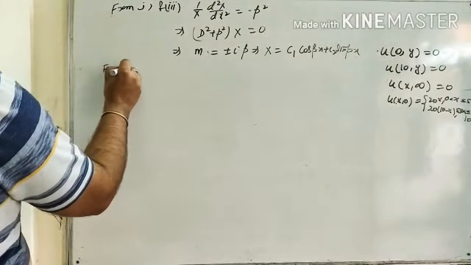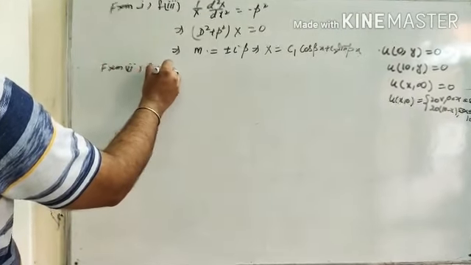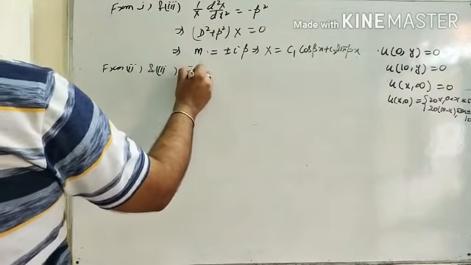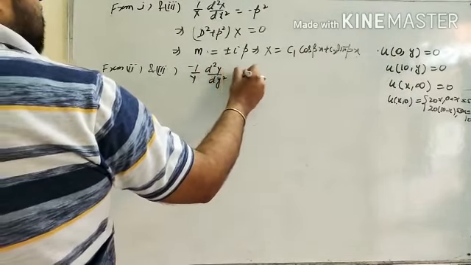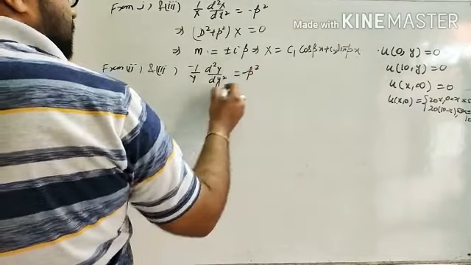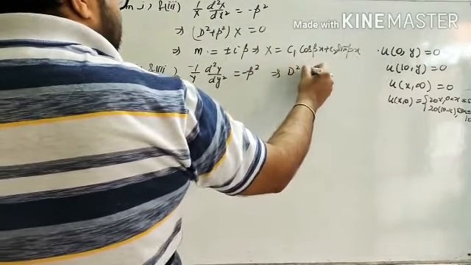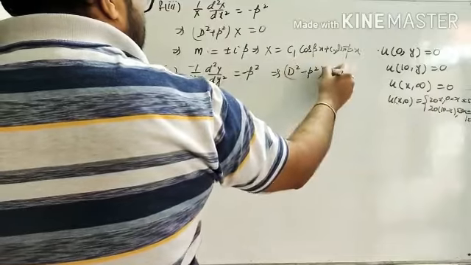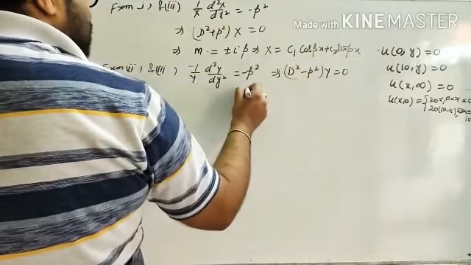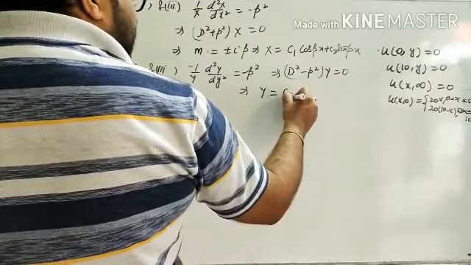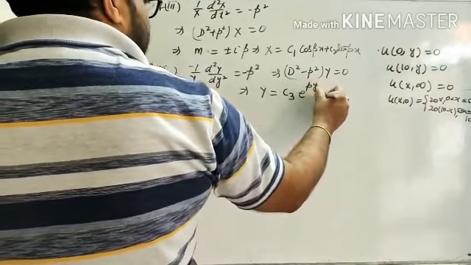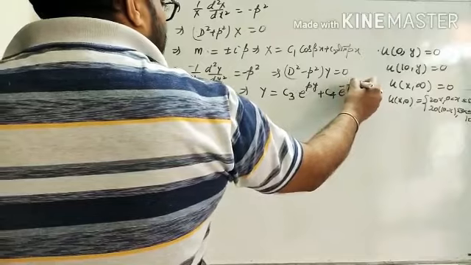Again from second and third, minus 1 upon Y d2 capital Y upon dy square is equal to minus p square, or we can write it as (D square minus p square) capital Y is equal to 0. So on solving in the same manner, we get Y equals C3 e raised to power py plus C4 e raised to power minus py.